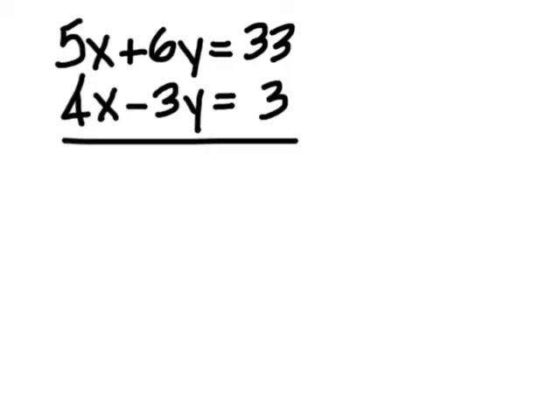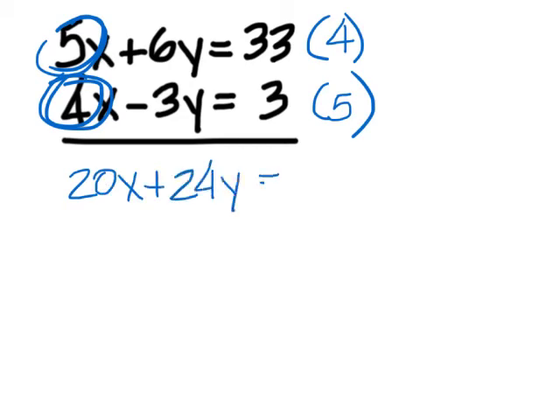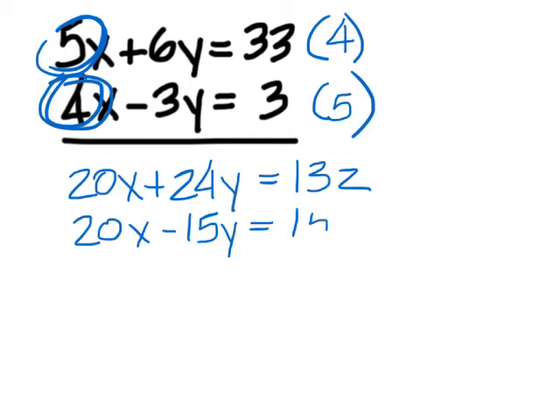Practice problem. 5x plus 6y equals 33. 4x minus 3y equals 3. Solve the system of equations. The solution for the problem: the least common multiple is going to be 20 between 5 and 4. So you would multiply the top equation by 4 and the bottom one by 5 to get 20s in these positions. On the top, you'll have 20x plus 24y equals 132. And on the bottom, you'll have 20x minus 15y equals 15.